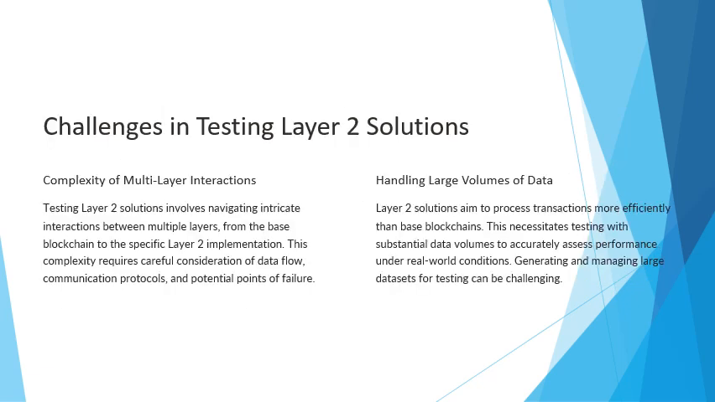So here are challenges while testing layer 2 solutions. So first comes the complexity of the multi-layer interactions. Testing the layer 2 solutions involves navigating intricate interactions between multiple layers, from the base blockchain to the specific layer 2 implementation. This complexity requires careful consideration of data flow, communication protocols, and potential points of failure.